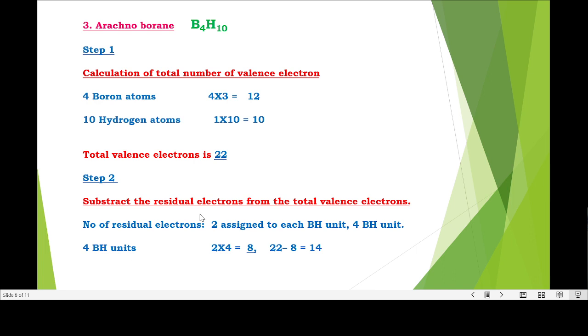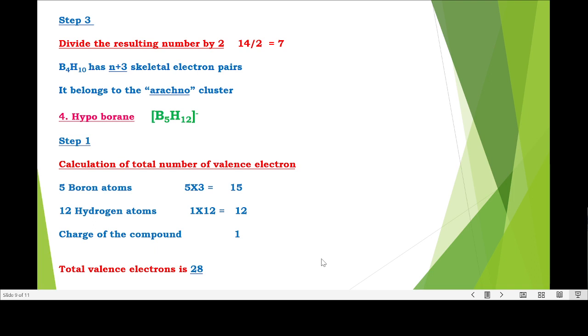Subtract the residual electrons from the total valence electrons. 2 electrons assigned to each BH unit. Here we have 4 BH units, so we have 8 electrons contributed by BH units. 22 minus 8 is equal to 14. Divide the resulting number by 2, that is our step 3. So here we got 7. We have 4 boron atoms, so we have n plus 3 skeletal electron pairs. So it belongs to an arachno cluster.